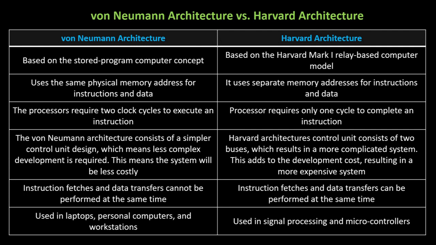Harvard architecture is less common than von Neumann architecture. It is based on the Harvard Mark I relay-based computer model, which means that instructions and data are stored in separate memory. This architecture is more complex than von Neumann architecture, but it can be faster and more secure. Harvard architecture is used in some specialized applications, such as signal processing and microcontrollers.